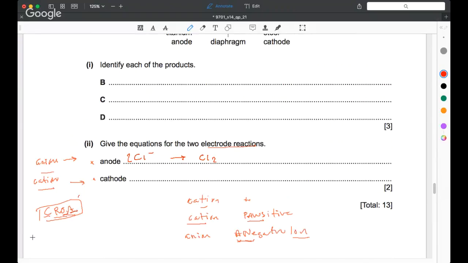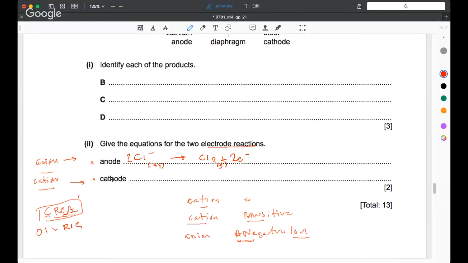And oxidation, another mnemonic, oxidation is loss, that's our OIL RIG mnemonic. Oxidation is loss, so we're losing electrons. There they are, they're on that side of the equation. State symbols, that's in solution, and the chlorine gas is released, the electrons go onto the anode. So we got that all right.